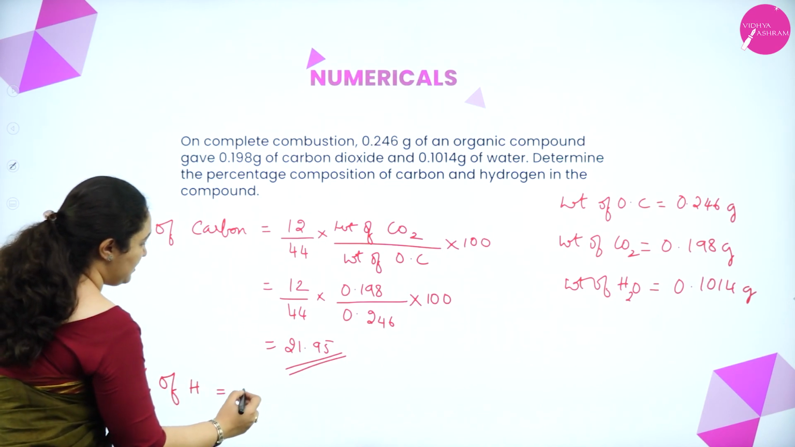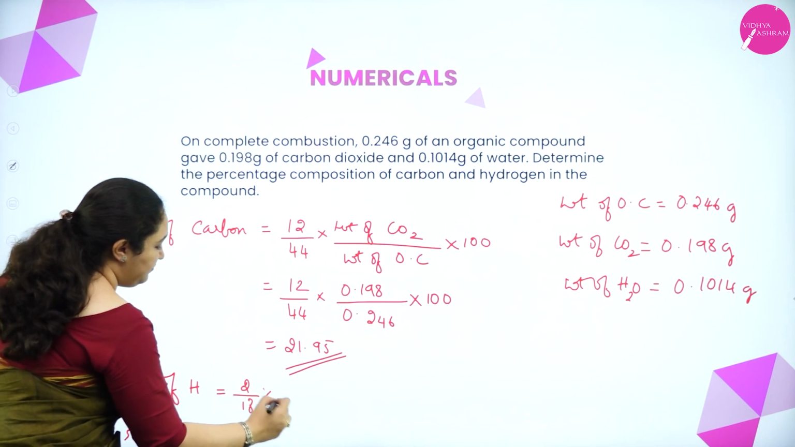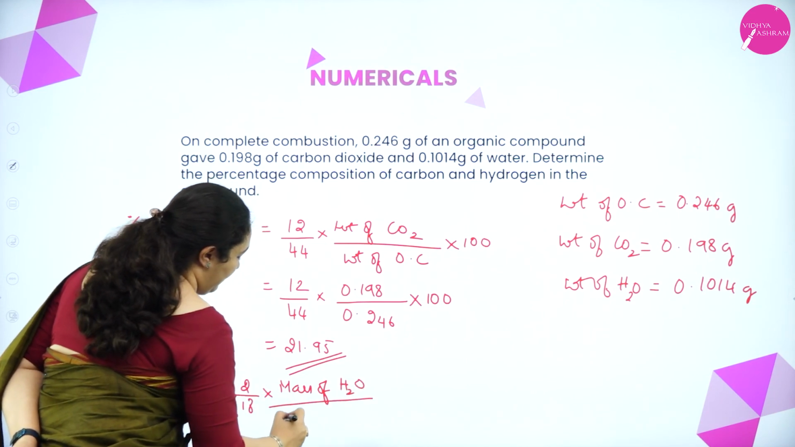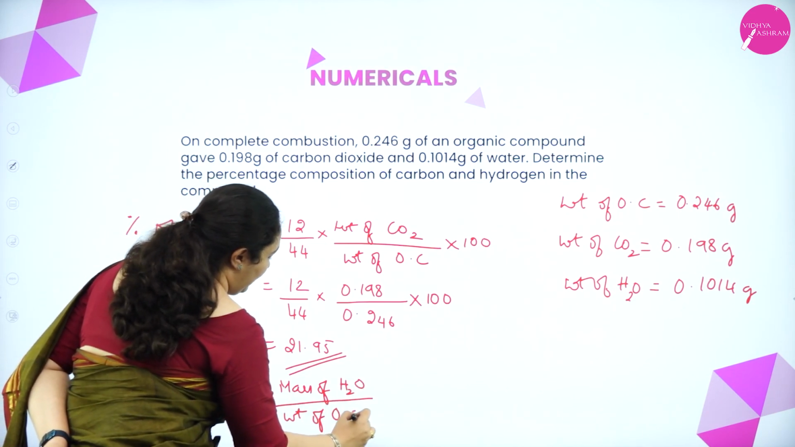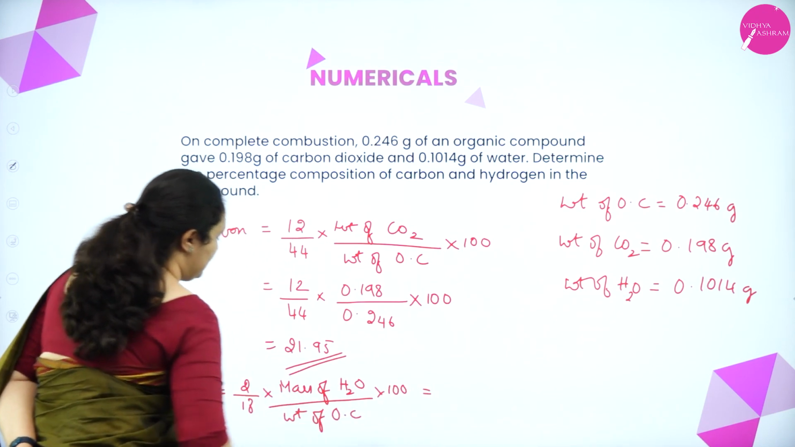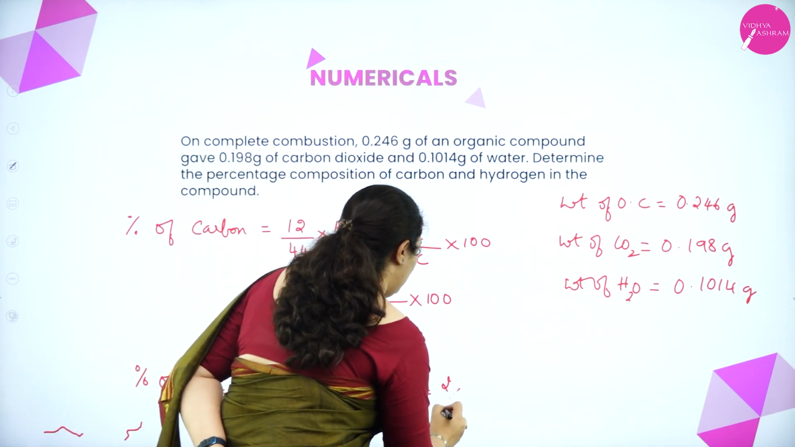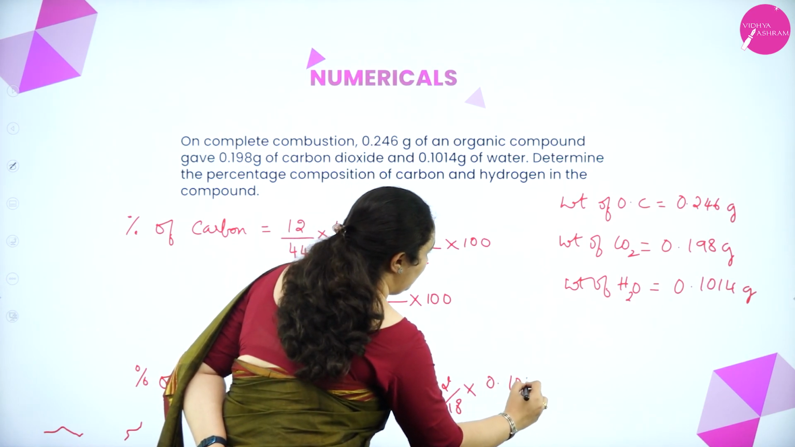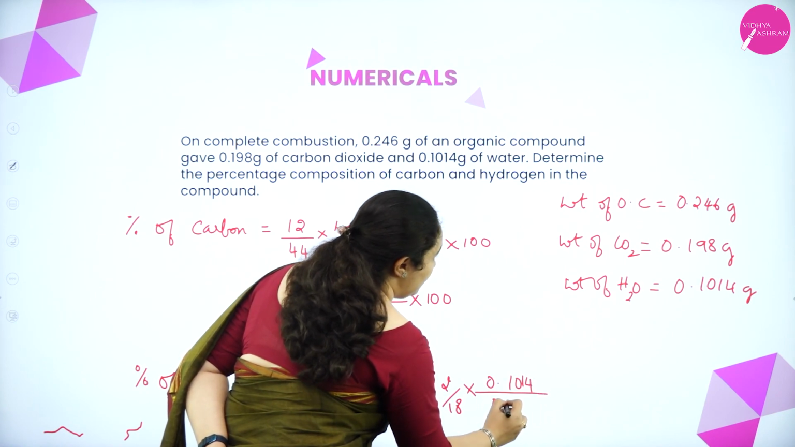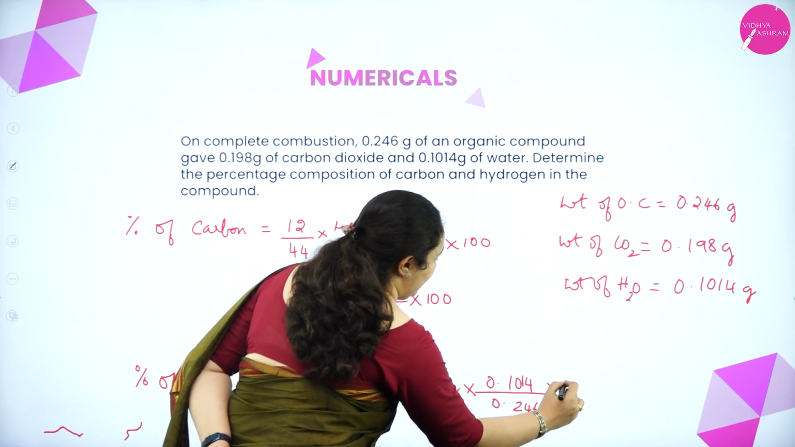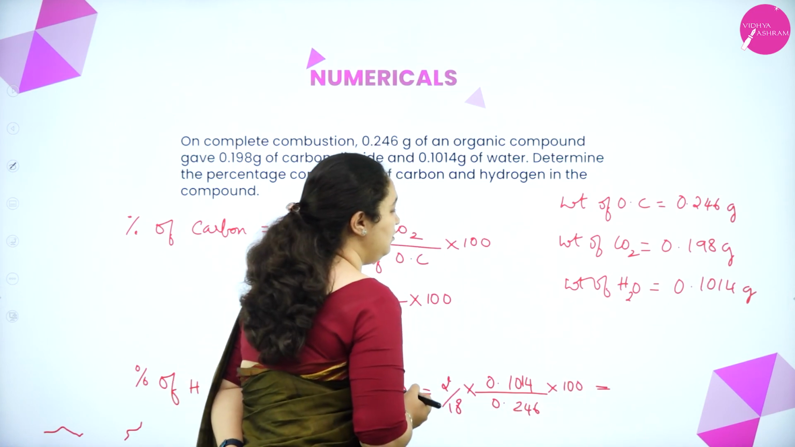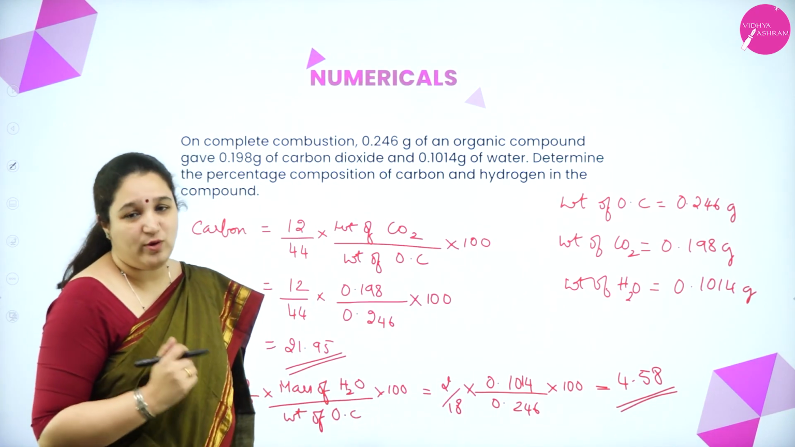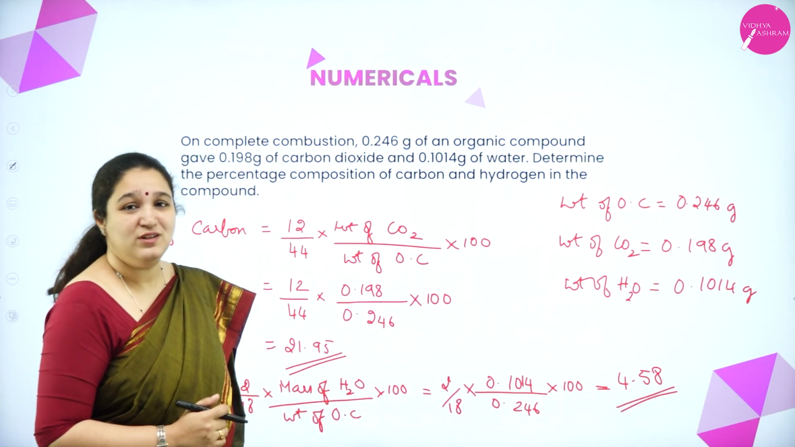In the same way, let me calculate the percentage of hydrogen. Percentage of hydrogen is equal to 2 by 18 into weight of water by weight of organic compound into 100. That is 2 by 18 into 0.1014 divided by 0.246 into 100, which is equal to 4.58%. I hope you have understood how to solve the numerical.